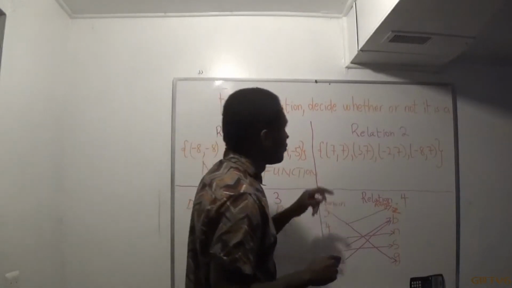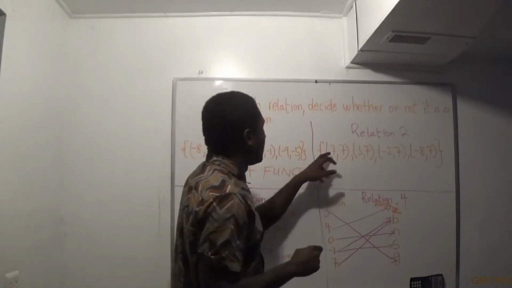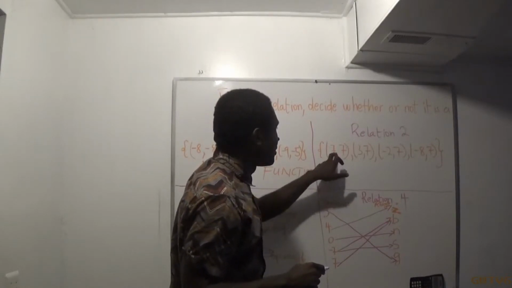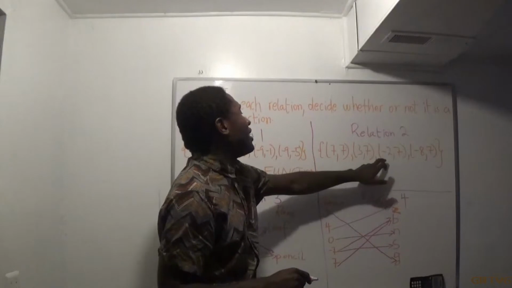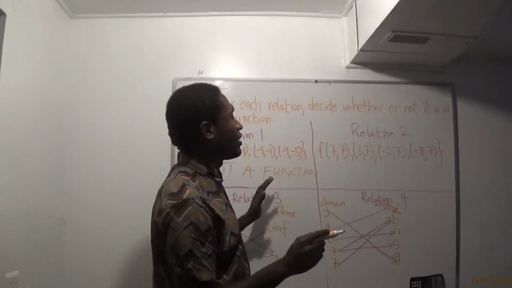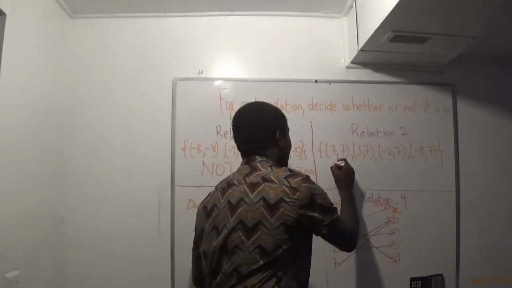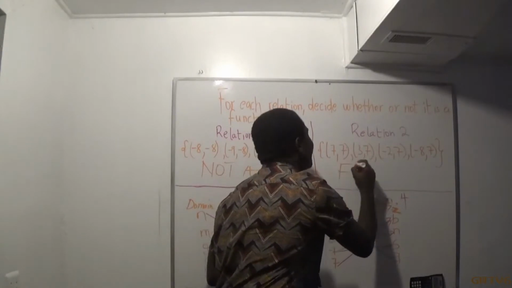What about these two? Is it a function or not a function? The x's, I see 7, 3, -2, and 8. They are all different. The x values are all different. So it is a function.